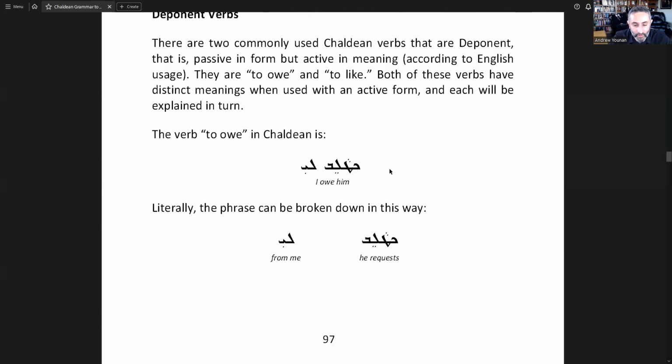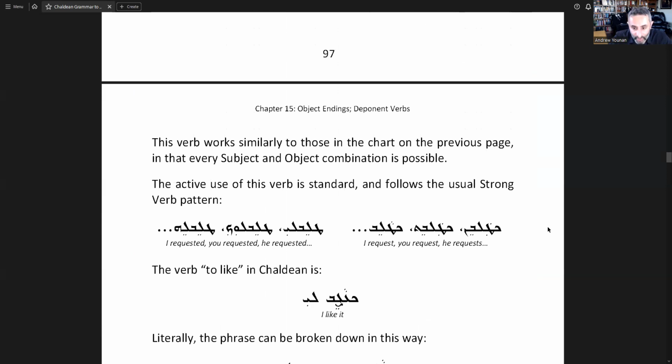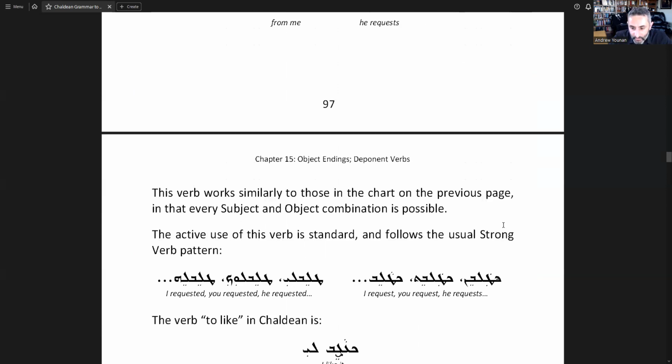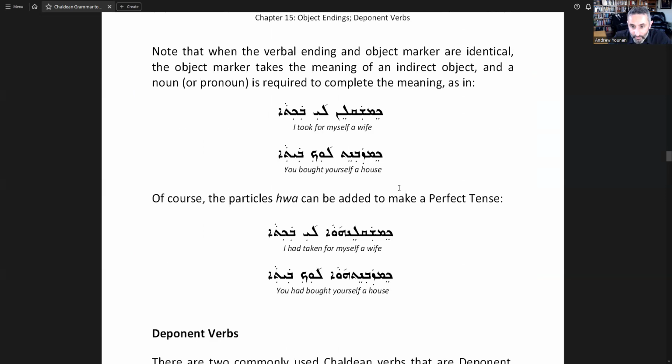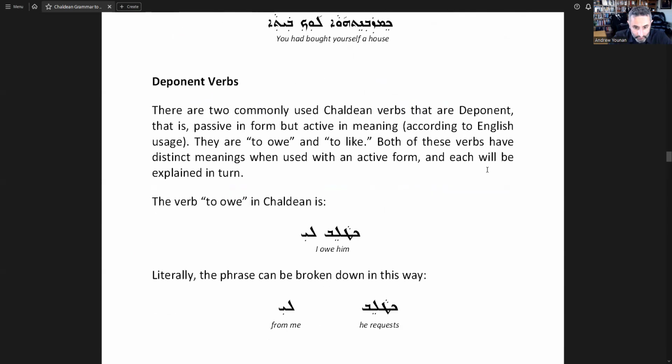Sorry, I said it wrong. It's not kim, it's just talib. So this just has a cap on it. Let me say it correctly so I don't confuse you. So ktalibli, I owe him. Ktalbali, I owe her. Ktalbaluch, you owe her. And so on.